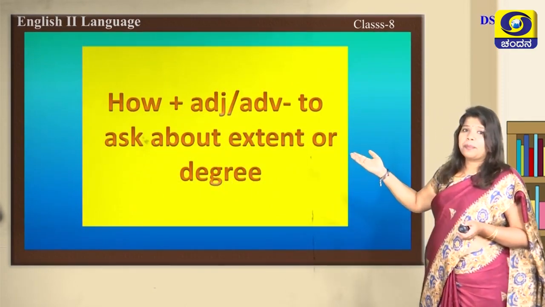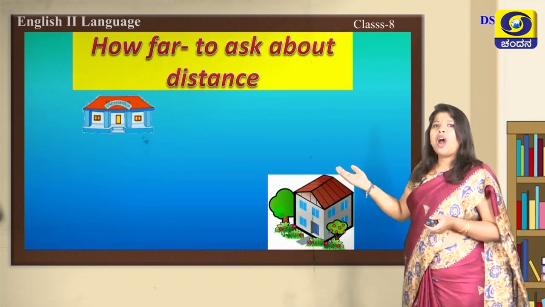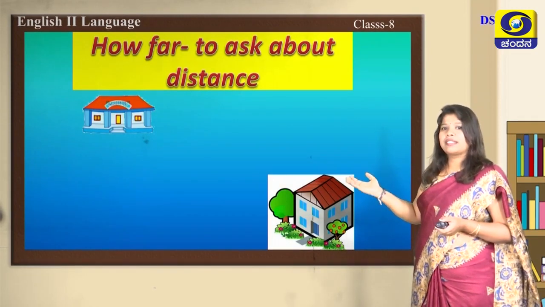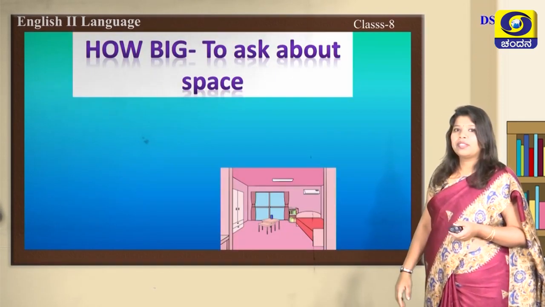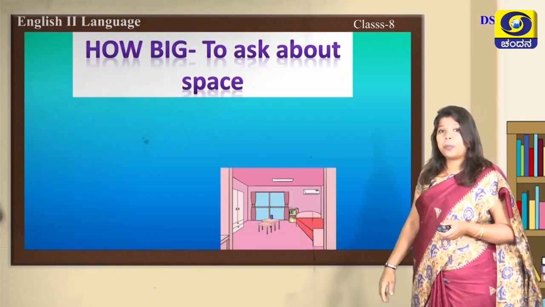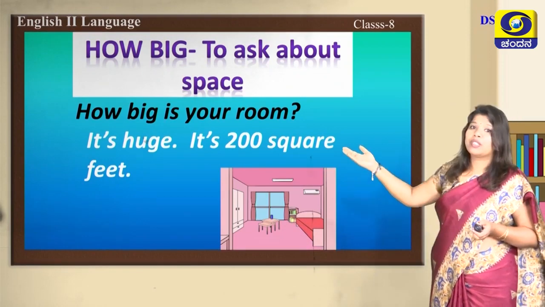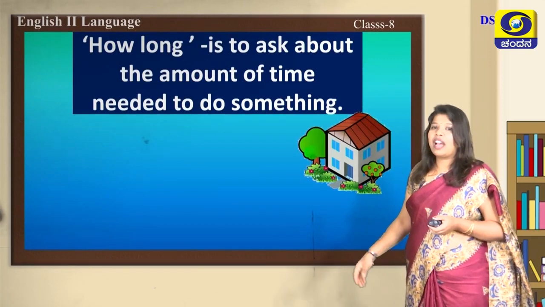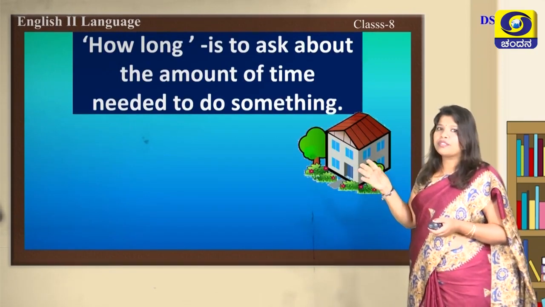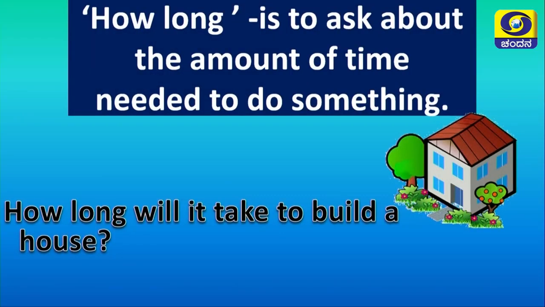Now, here children, how is added to an adjective or adverb to ask about extent or degree. For example, how far is used to ask about distance. How far is the school from your home? How big is used to ask about space. How big is your room? So, your answer could be, it's huge, it is 200 square feet. How long is used to ask about the amount of time needed to do something. For example, how long will it take to build a house?